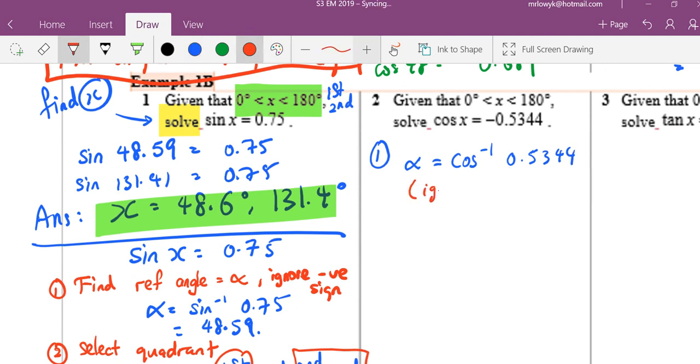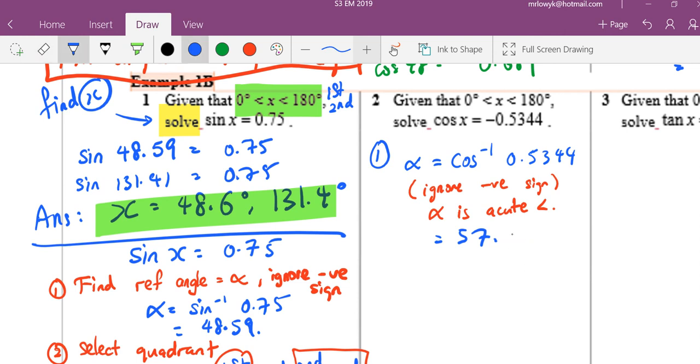There is a reason. Can you write down? This is an acute angle, because all reference angles must be acute angles. All. So you must ignore the negative sign. Alright? So can you try and calculate, equal to what? 57.78. Yeah? Alright. Next, step 2.